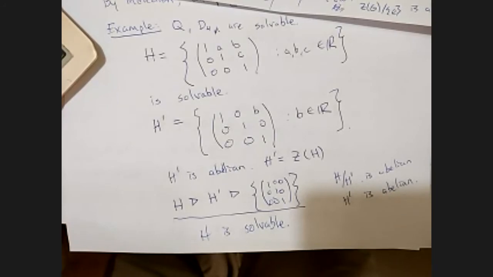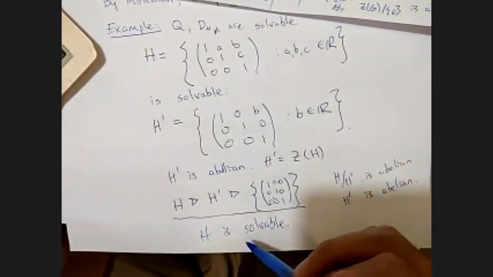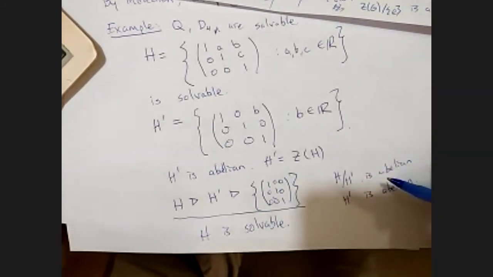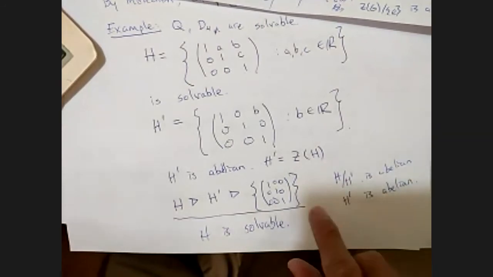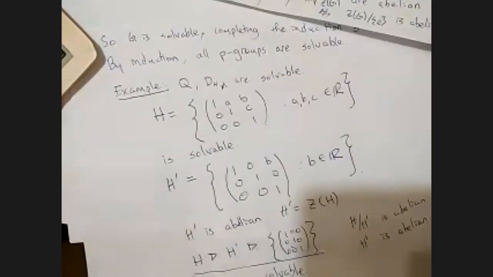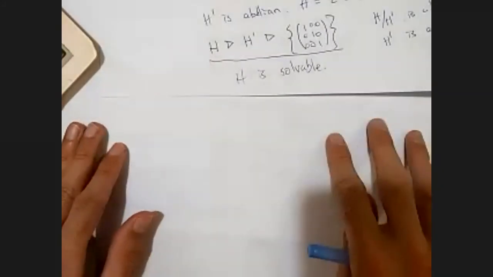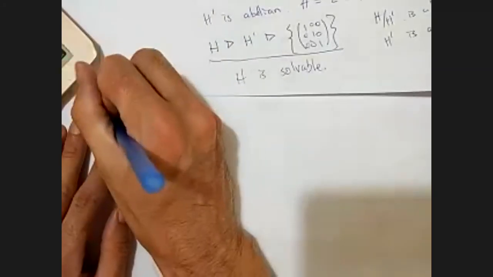And this suggests a way to find out if a group is solvable: just look at the commutator and see if that helps. That leads us to a definition.